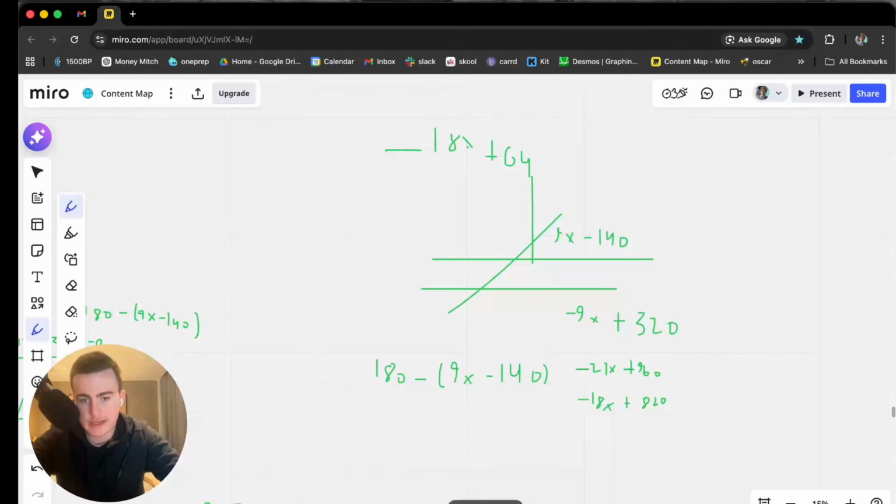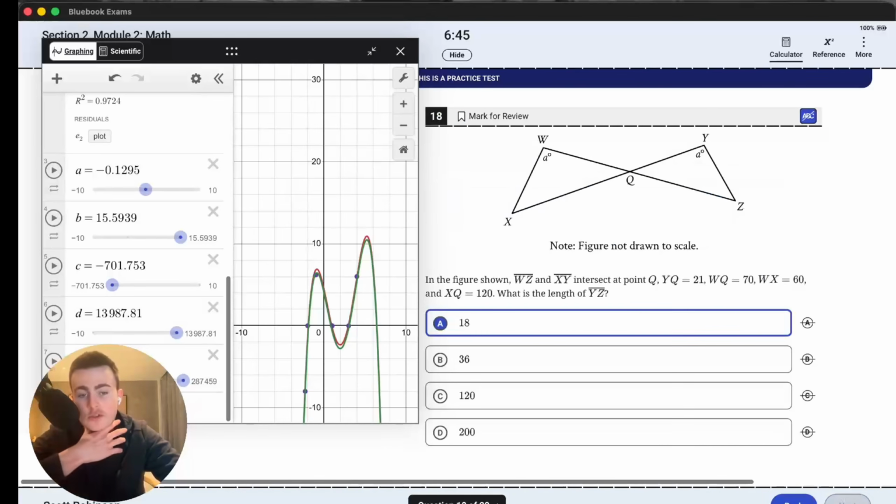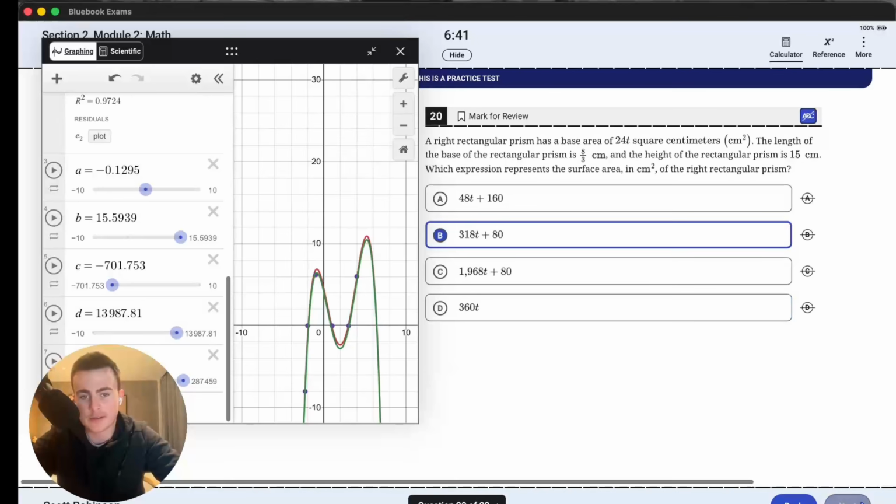So what does that tell me? Well, it could be this, but it could not be this because it wouldn't be 280. So A is the answer. Usually on the question A, it's 4 angles, but this is 2. I'm so stupid. Okay, sorry guys.